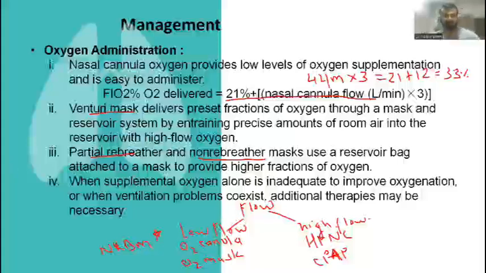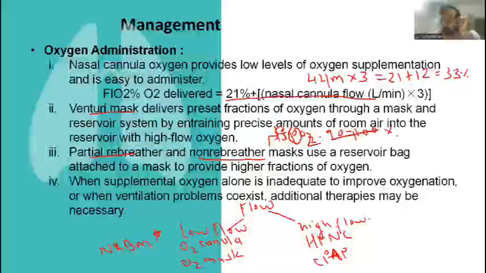So it may give SpO2 as high as 90 to 100% from a non-rebreather mask. Sorry, the FiO2 of the non-rebreather mask may be 90 to 100%, but the flow cannot be increased more than 15 or 20. Beyond that, it becomes useless because the flow cannot be taken in easily. So that is why it is a low flow device.